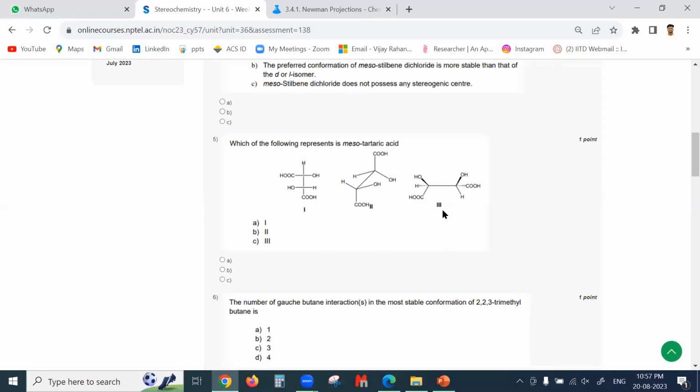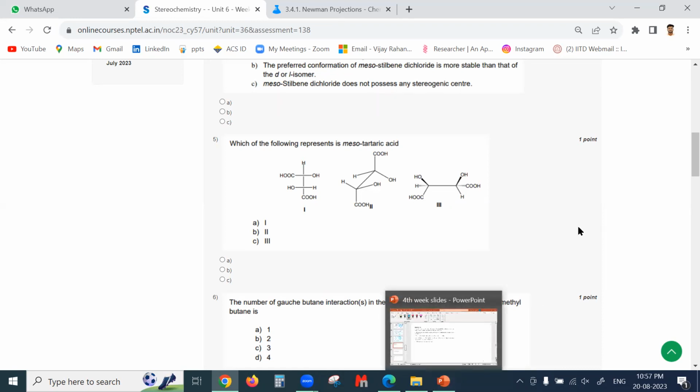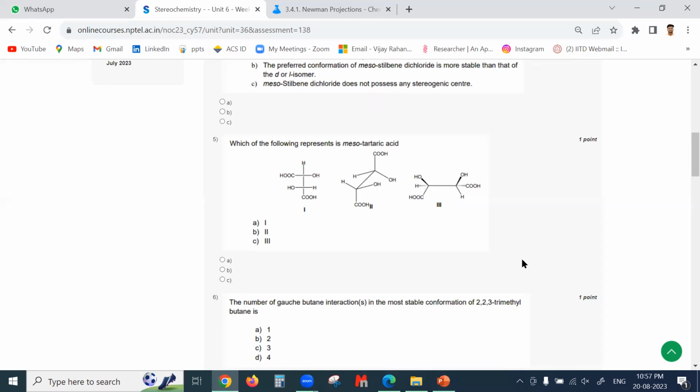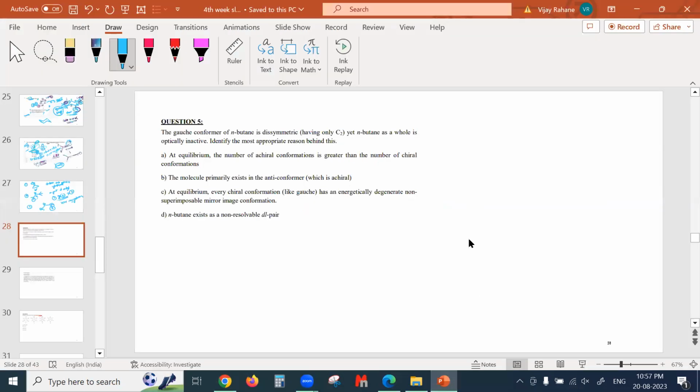In this one, we can turn the first one by 90 degrees. It may match to that actually. Okay. Thank you. All right. So this one is the answer.